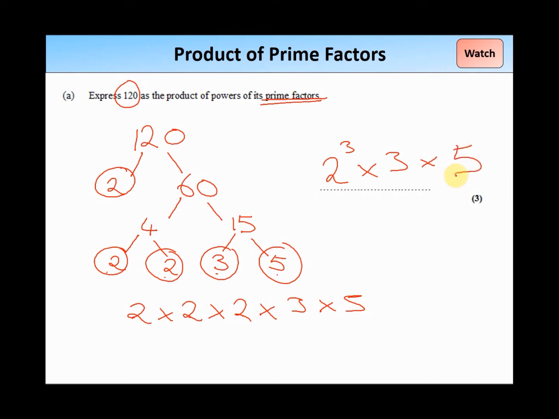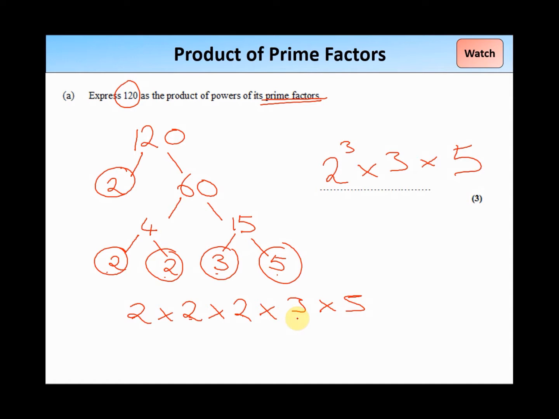If you are unsure at any point with this question, you can check it by just timesing those numbers back out together. Okay, so 2 times 2 is 4, times 2 is 8, again times 3, and times 5. And if you get your final answer then of 120, you know you've done something right.